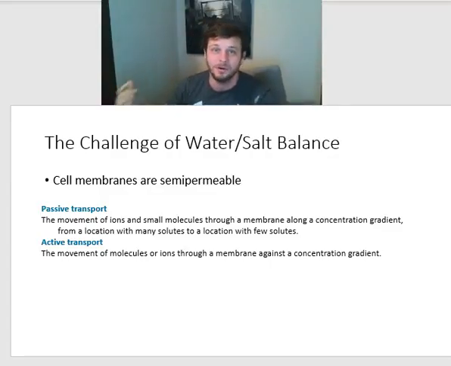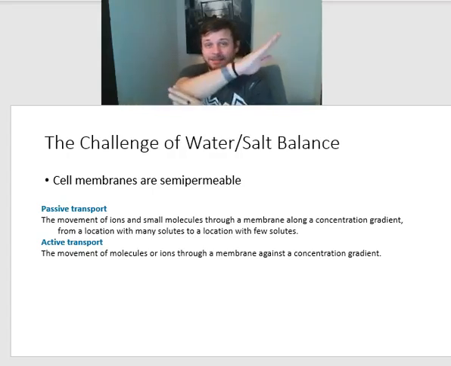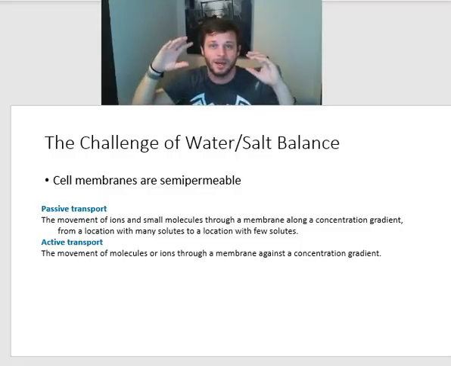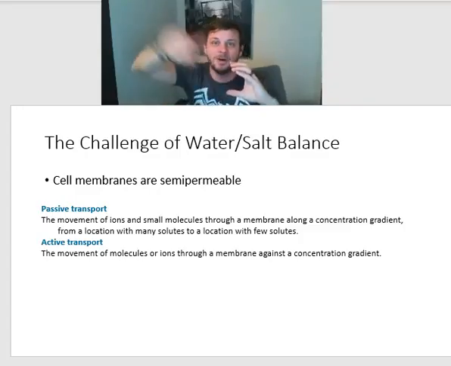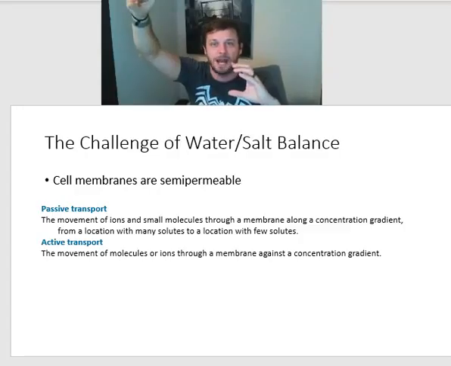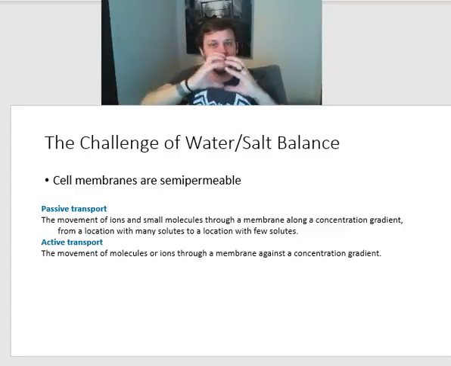Active transport requires energy. It requires ATP. And what you do is you go against that gradient. So you have a low concentration in here, but you want to get it even lower. And so you push against that gradient to where there's a high concentration to get whatever is in here out.